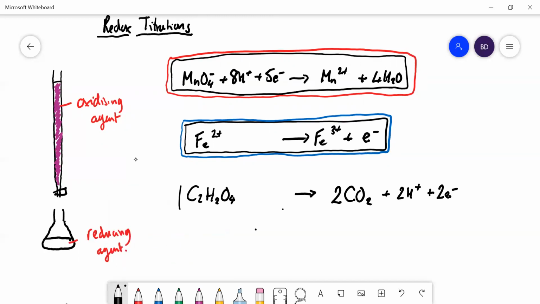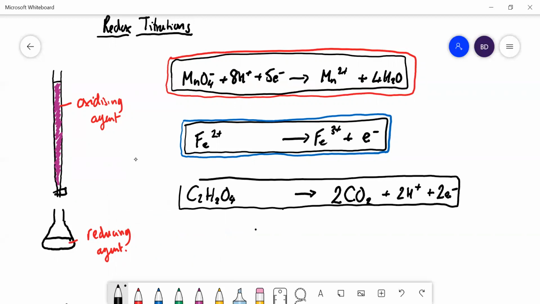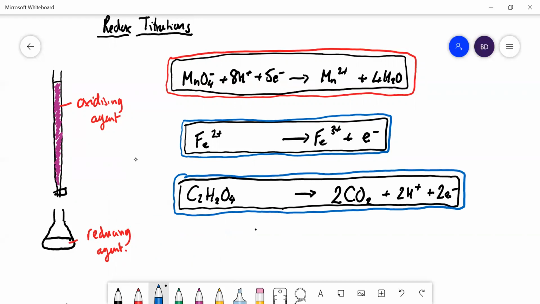Another variation on that is also the ethanedioate ion. It's exactly the same equation. I will write it down. So you've got the two reducing agents in blue, and the only oxidizing agent that you ever put in the burette that you need to know about is potassium manganate.